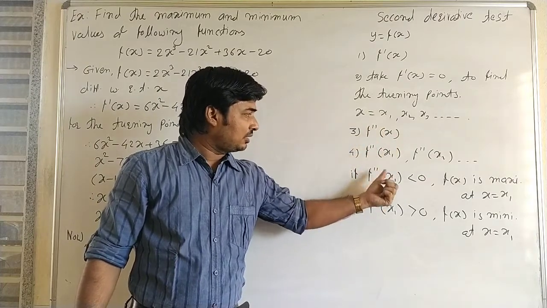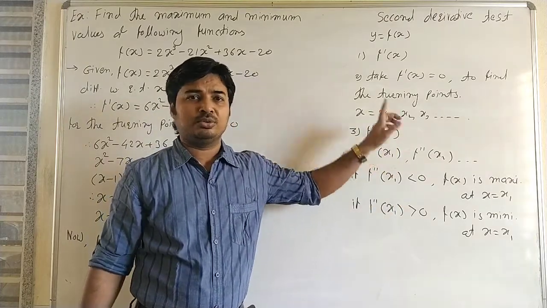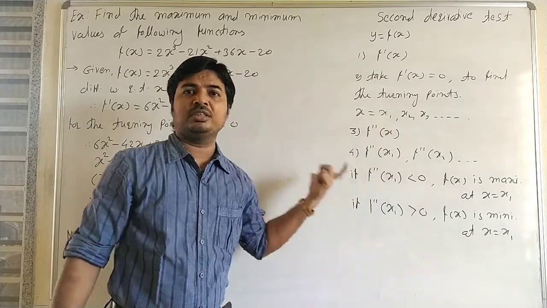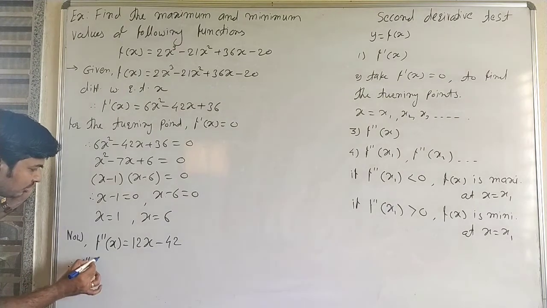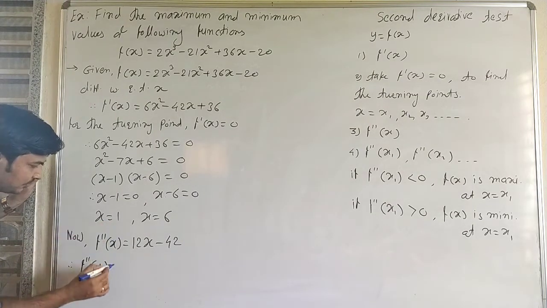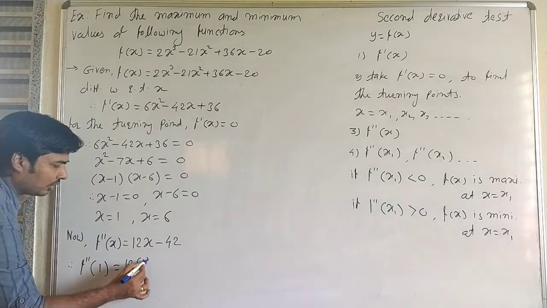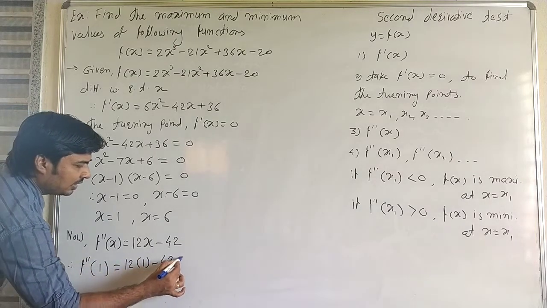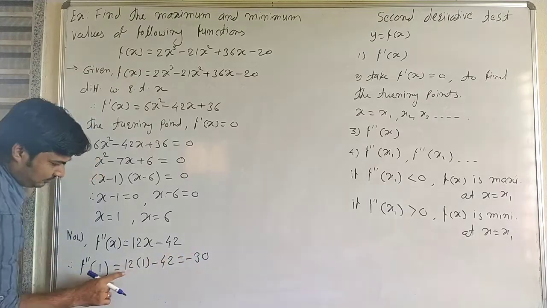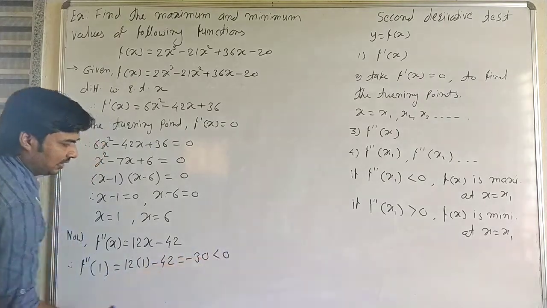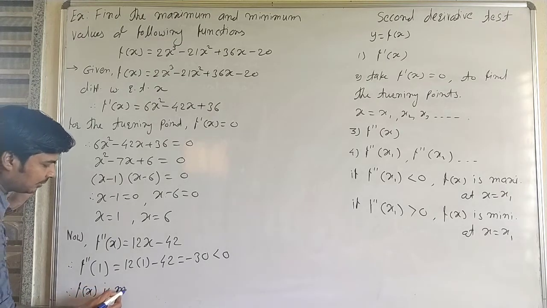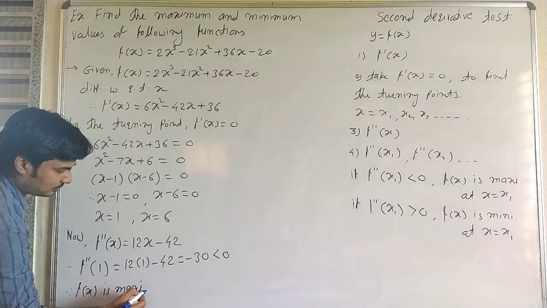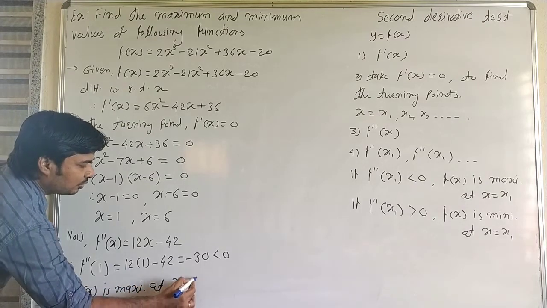If f double dash of x1 or f double dash of x2 is less than 0, then it is a maximum, and greater than 0 it is a minimum. Therefore f double dash of 1 is equal to 12 into 1 minus 42, it is minus 30. Okay, and it is less than 0. Therefore f of x is maximum at x is equal to 1.